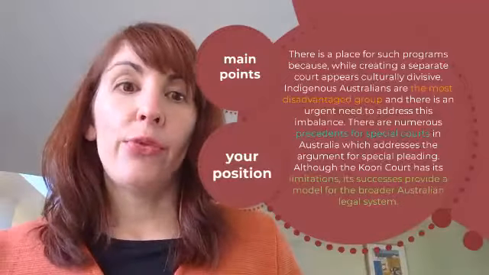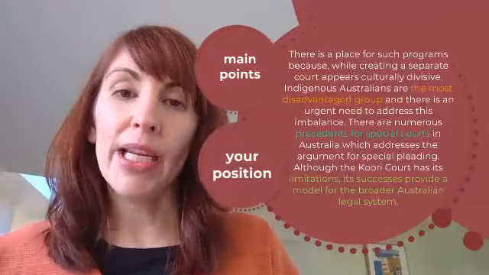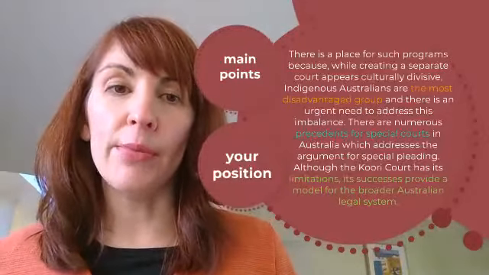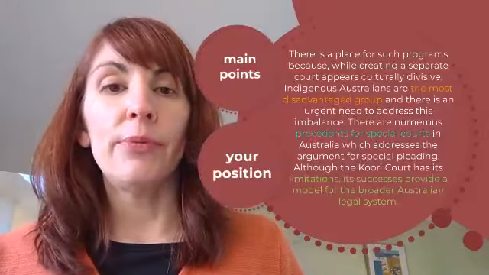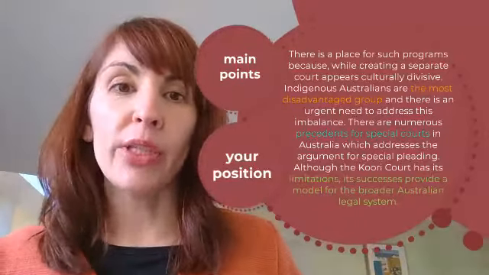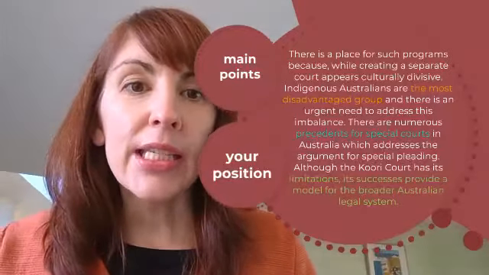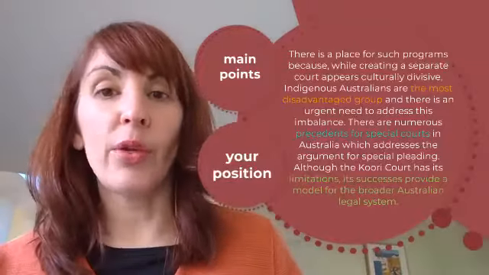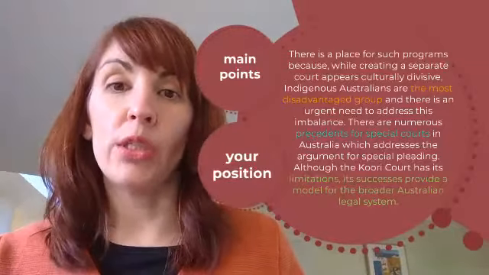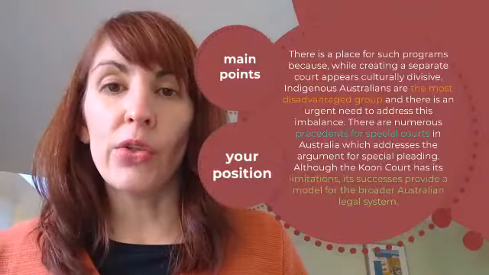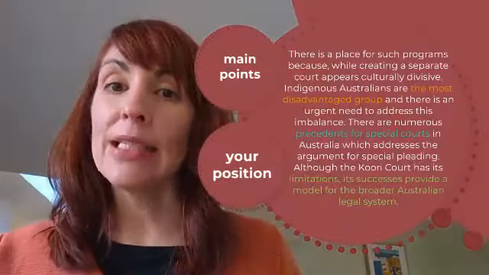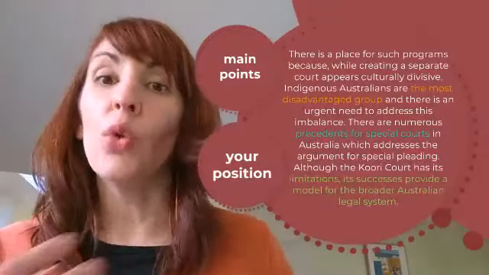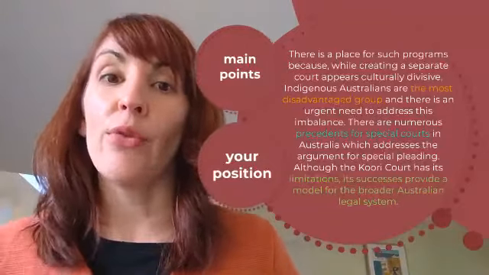So there we see 3 clear main reasons that support the overall position. Yes, there is a place for such programs. And we also see the student acknowledging that counter argument, saying there is a place because while it appears divisive, so that is acknowledging what someone against this argument would perhaps argue. And it's also saying, although the Corey Court has its limitations, it's acknowledging that this isn't perfect, but even though it's not perfect, it's still worthwhile. And that's what it continues to say in the rest of that sentence.